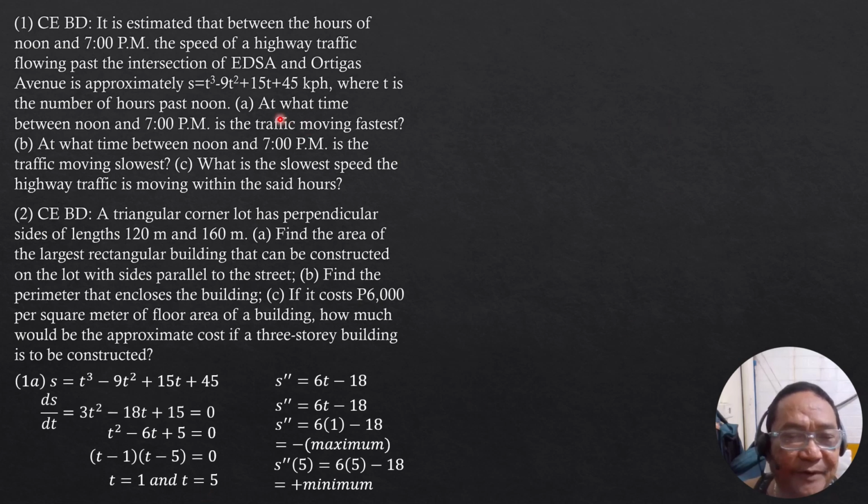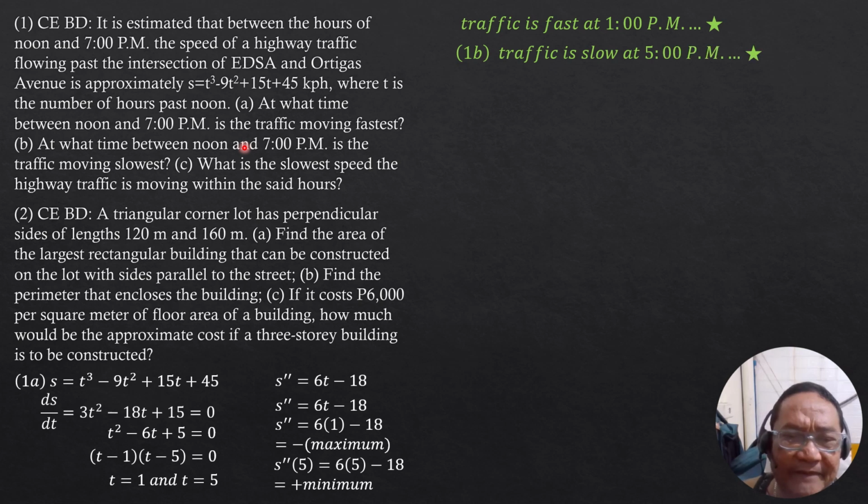So answer for part A therefore is 1 p.m. Traffic is fast at 1 p.m. Then at B, traffic is slowest at 5 p.m.